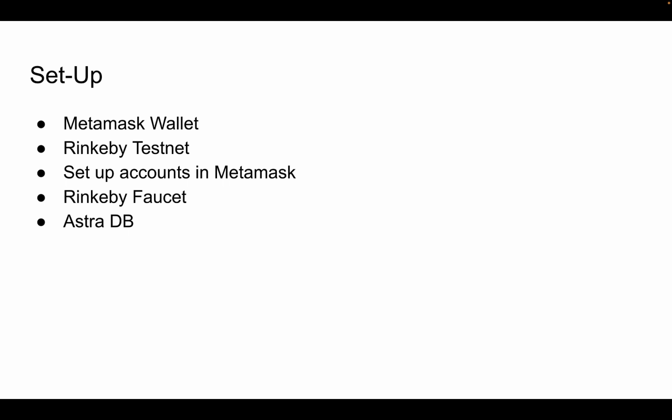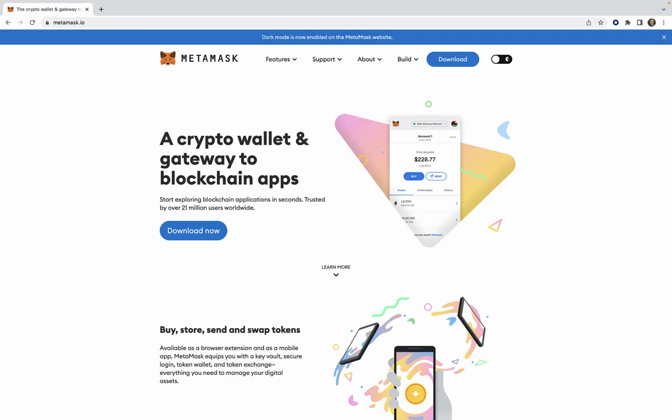We are going to download and install the MetaMask wallet browser extension. In the wallet, we're going to set up the RINC-B testnet. We're going to create two different accounts in MetaMask, a buyer account and seller account. We'll fund the MetaMask wallet by using the RINC-B faucet. And finally, we'll set up Astra DB. We'll create a database, add some tables, and populate the tables with data.